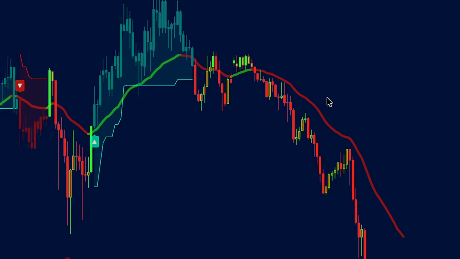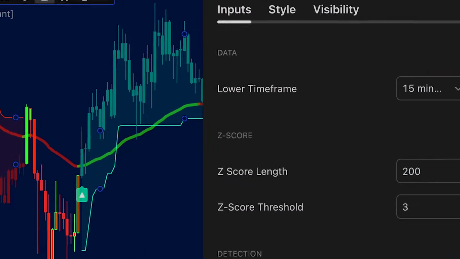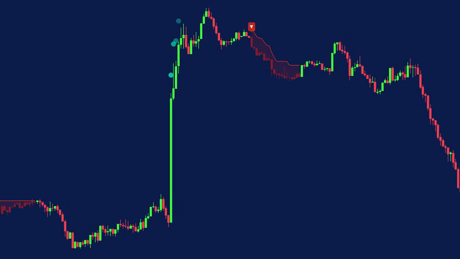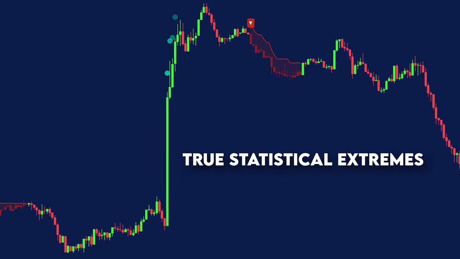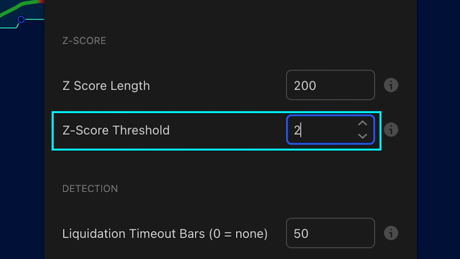Now, let's get your settings right for maximum accuracy. For the liquidation reversal signals, double-click the indicator and you'll see the Z-score length set to default. Change this to 200 for most markets to give the algorithm enough historical data to identify true statistical extremes, not just random volume spikes. Next, you want to set the Z-score threshold to 2.5.